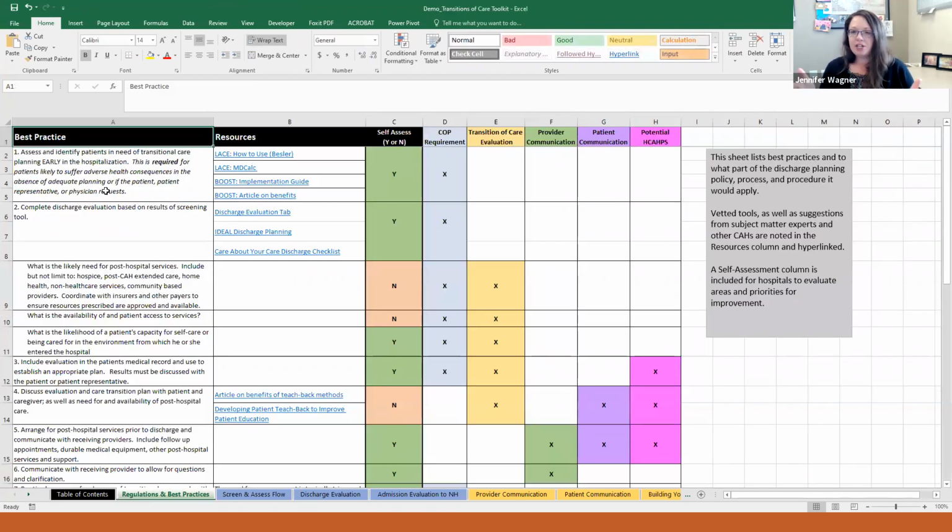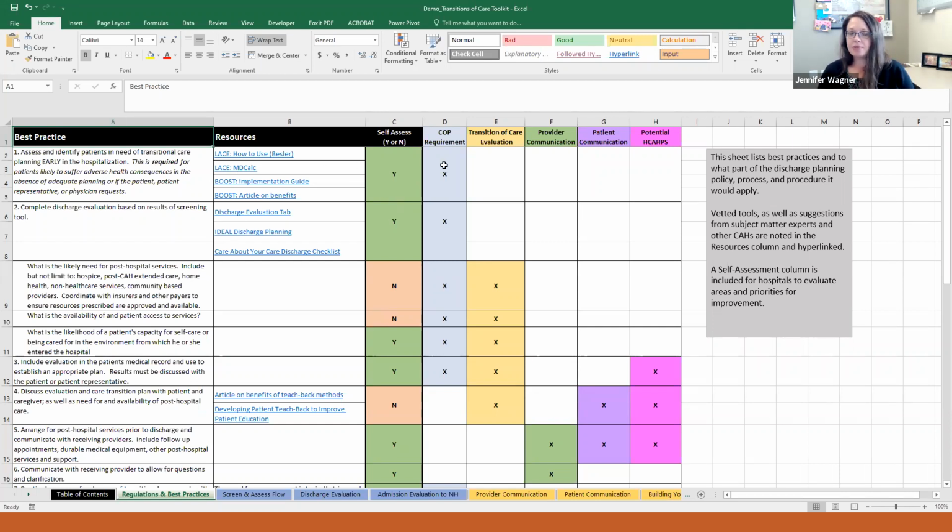The first iteration of this was used as the gap analysis that we did with the hospitals, and then we built it into a more usable tool. So it still functions as a gap analysis. The template tool comes with column C cleared, and a hospital would just fill in yes or no if they meet this practice.